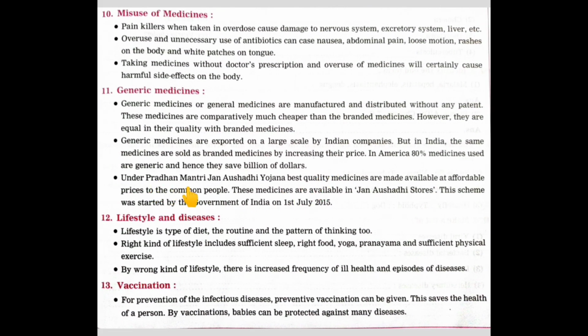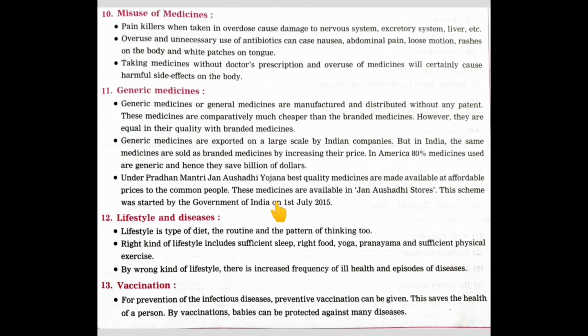Now, under the Pradhan Mantri Jan Aushadhi Yojana, best quality medicines are made available at affordable prices to the common people. These medicines are available in Jan Aushadhi stores. This scheme was started by the Government of India on 1st July 2015.